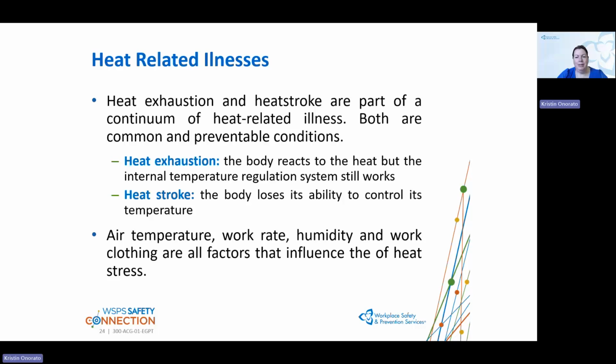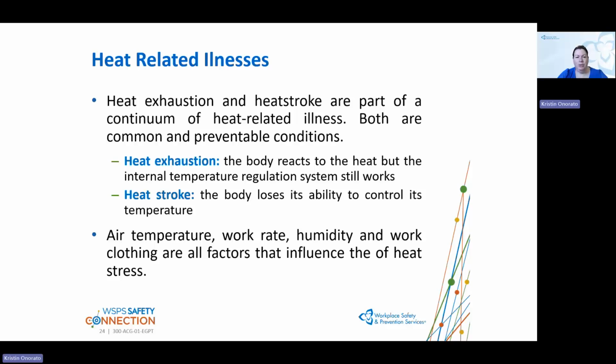But the primary difference between heat exhaustion and heat stroke is your body's ability to regulate that core temperature. So in a heat exhaustion circumstance, the body is definitely reacting to the heat. It's exhibiting some signs and symptoms of heat-related illness, but it still has the ability to regulate that internal temperature. So it's still working with its processes, like excess sweat, etc., to regulate that body temperature.